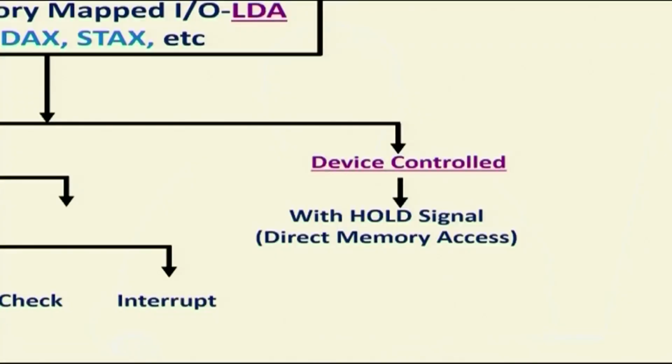Generally, when the peripheral wants to store data or read data from the memory, via the processor it will perform the read and write operations. In the DMA operation, the peripheral can directly access the memory without using the microprocessor. That is why it is called direct memory access. For that, the microprocessor has two signals, hold and hold acknowledgement.